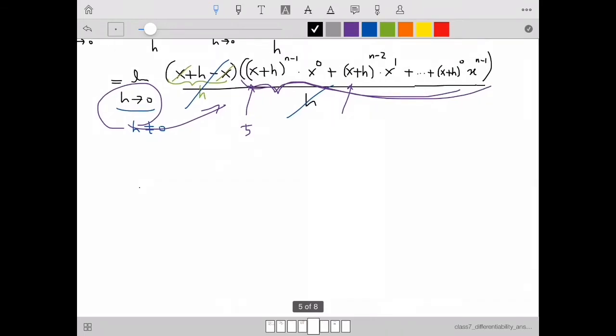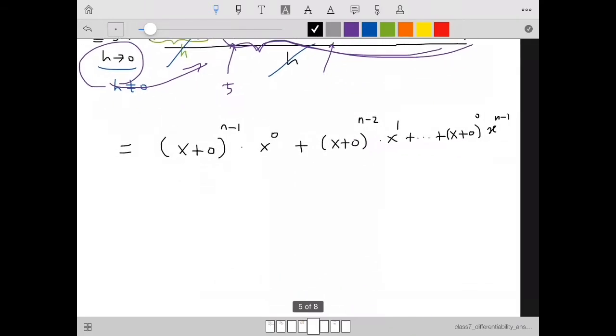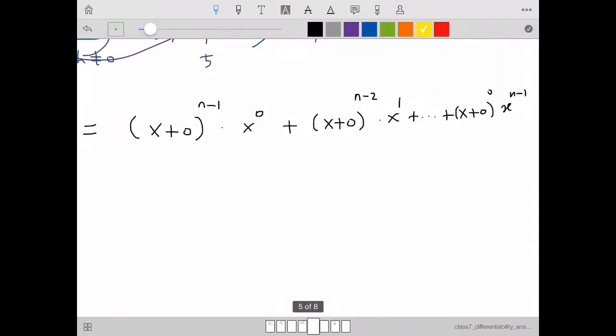Then we get x plus 0 to the n minus 1 times x to the 0, plus x plus 0 to the n minus 2 times x to the 1, plus dot dot dot, x plus 0 to the 0 times x to the n minus 1. So these are nothing but x. All these are x.